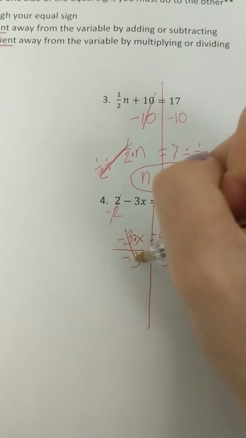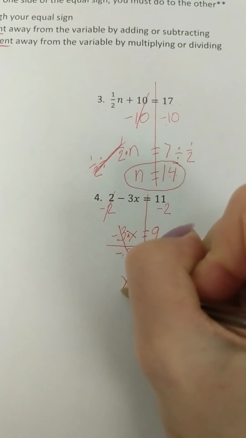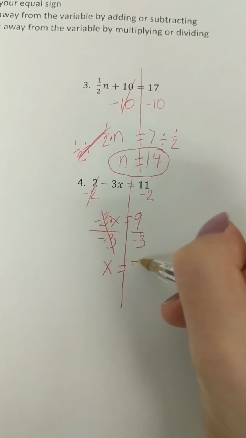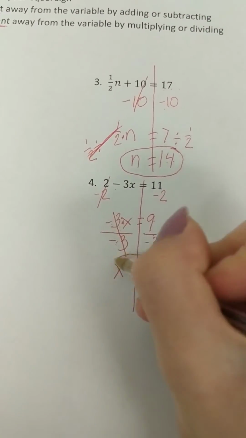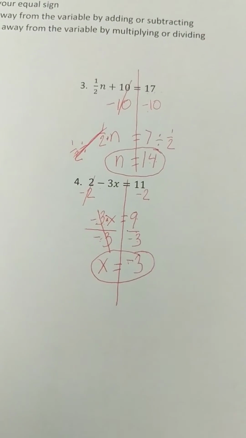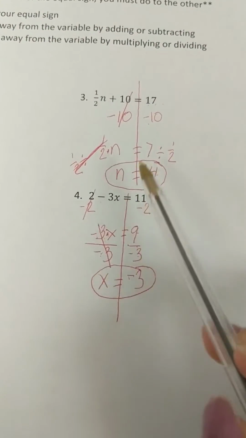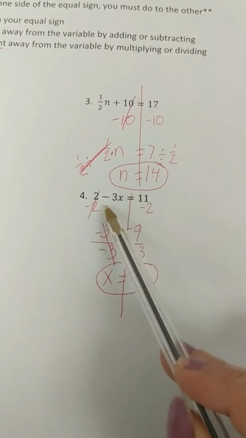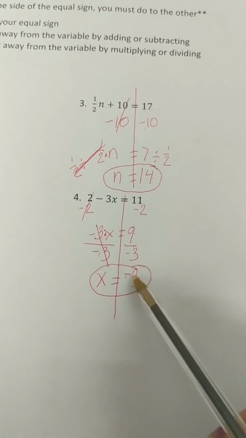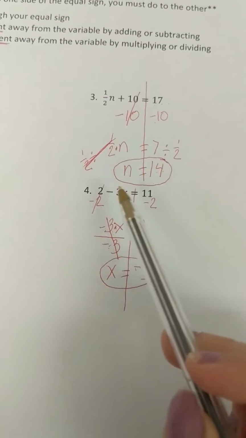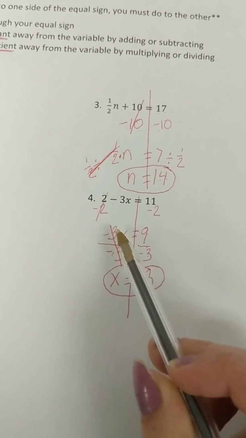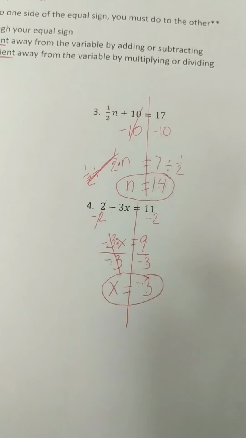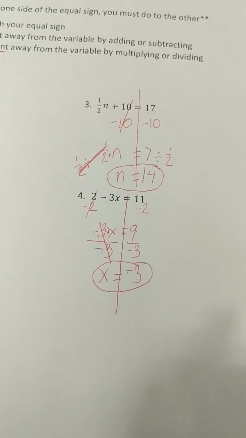So negative 3 divided by negative 3 is just 1, leaves me with 1x, or just x. And then 9 divided by negative 3 is negative 3. And that's what x equals. And then I can plug it back in to check to make sure. 2 minus 3 times negative 3. Well, order of operation says I do multiplication first. So I have 3 times negative 3, which is negative 9, but I have this minus sign, so 2 negatives make a positive. So 2 plus 9 is in fact 11. So x equals negative 3 is correct.